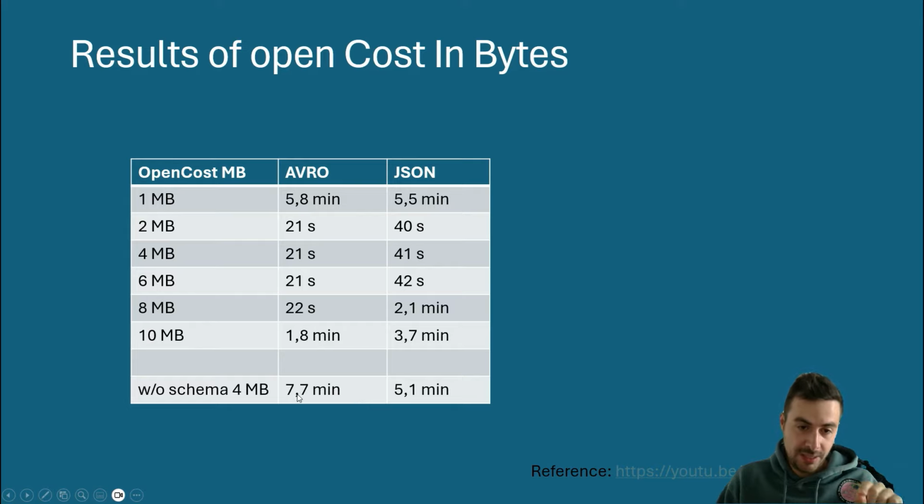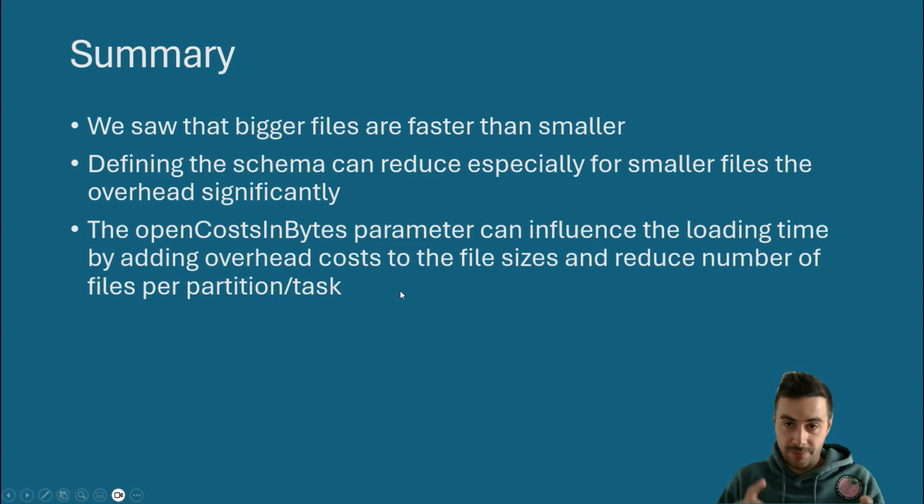And especially compared to without schema and 4 megabytes, which is the default value, you can see 7.7 minutes. So with all those options, you really manage to get a way faster time. So 41 versus 5.1 minutes, or 7.7 minutes versus 21 seconds. And that's a really good speed improvement.